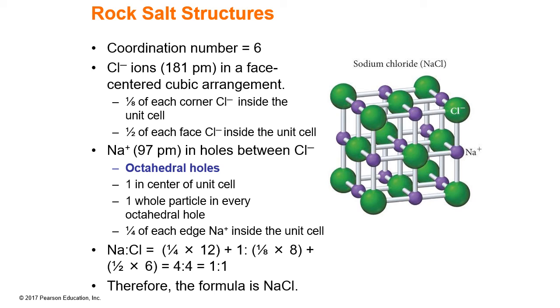Sodium chloride is an example of a simple cubic face-centered arrangement, where we have an alternating pattern of the positive sodium ion with the negative chloride ion. And overall, our formula ends up to be 1 sodium and 1 chlorine.